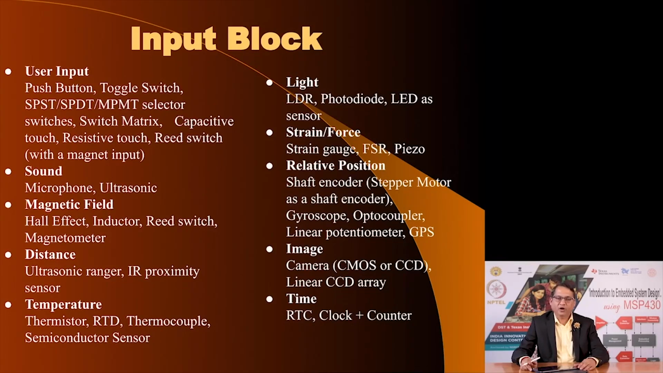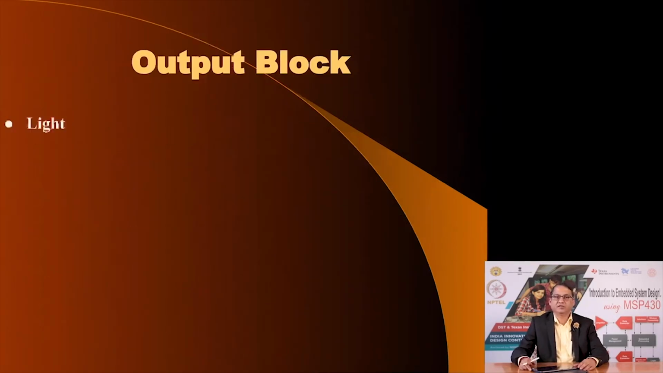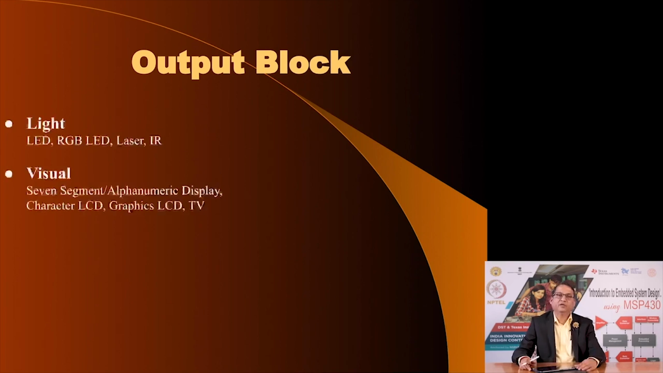Okay, apart from the input block, we have the output block, and this is the block through which the embedded system outputs information to the user or to the environment. You may want to create light, or you may want to control light. For that you have an LED, you may have an RGB LED, that is an LED with red, green and blue together. You may want to control a laser, or an infrared LED like you would do in a TV remote. You may want to provide visual information, and for that you could use a 7-segment display, and you know that we have a 7-segment display in our components inventory.